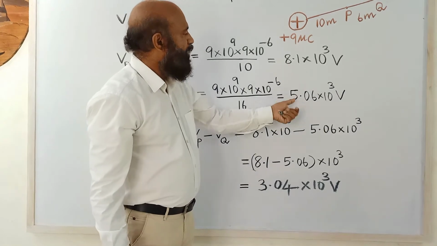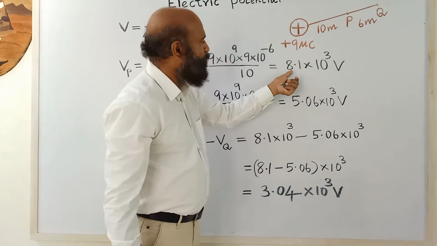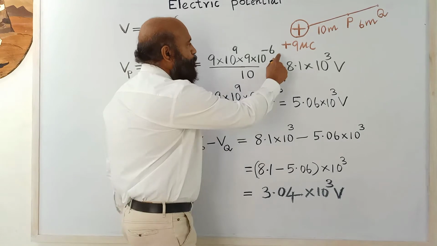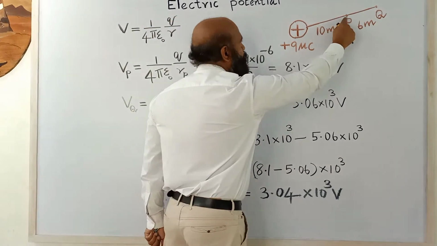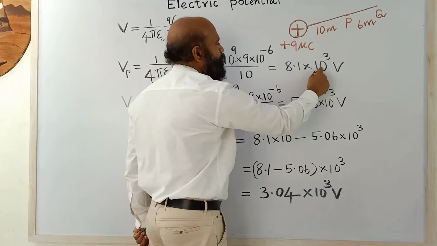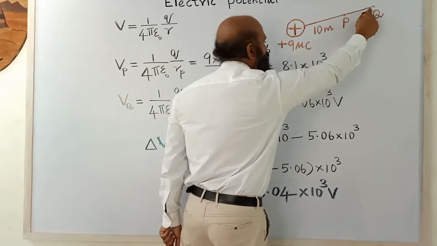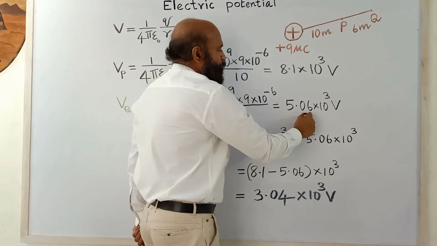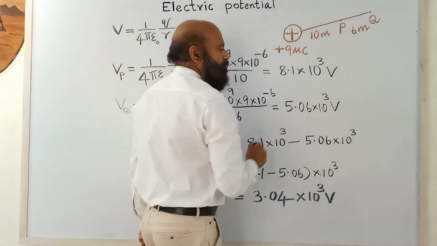So from this it is clear, as we go away, the potential keeps decreasing. For a positive charge, the potential at P is 8.1 into 10 raised to 3 volt. The potential at Q is 5.06 into 10 raised to 3 volt.